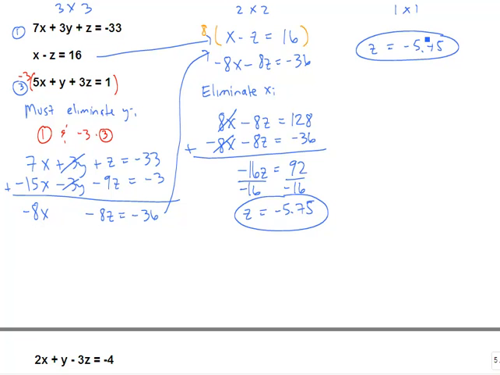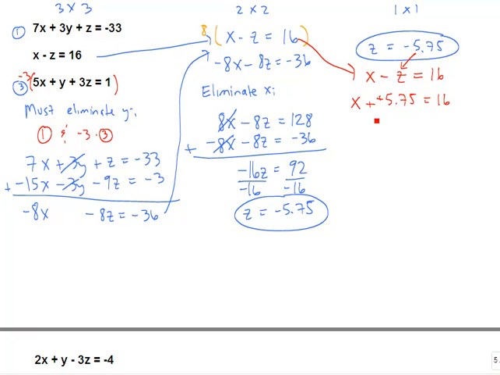Now what variable must we find next? If you look back at your 2 by 2 system over here, it only had x's and z's in it, and since I know the value of z, I should be able to find the value of x. So you have to find x next. Out of these two equations, the top one looks much easier to work with. So I'm going to use x minus z equals 16, and I'm going to substitute in now my value of z. So x minus negative 5.75 equals 16.